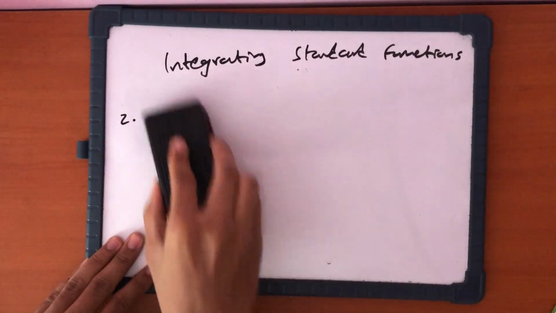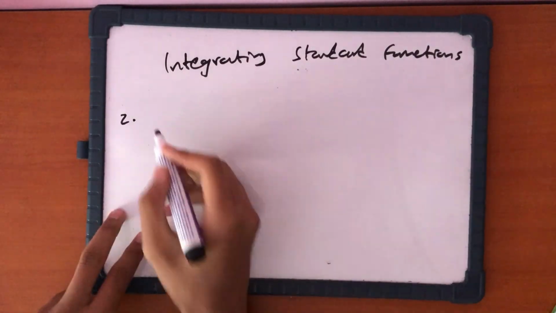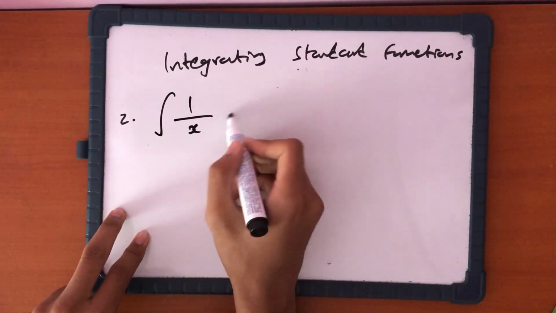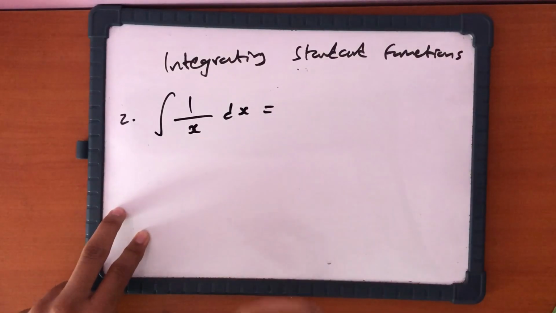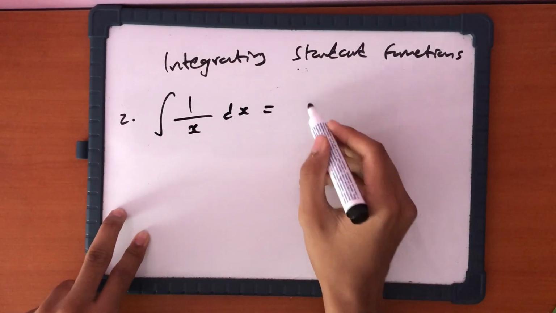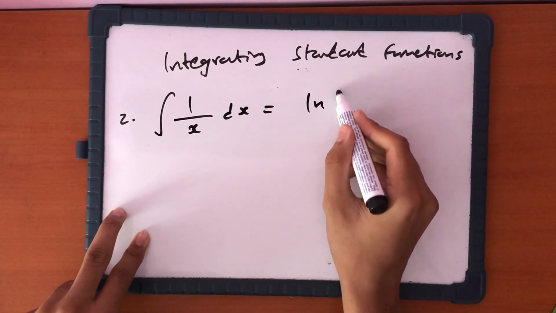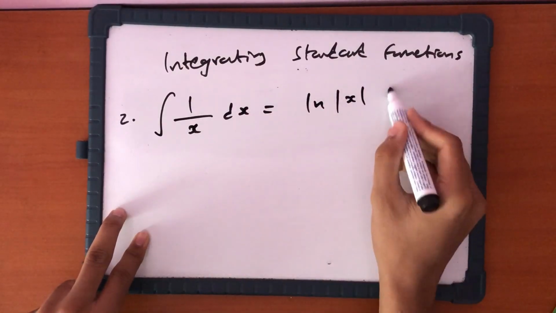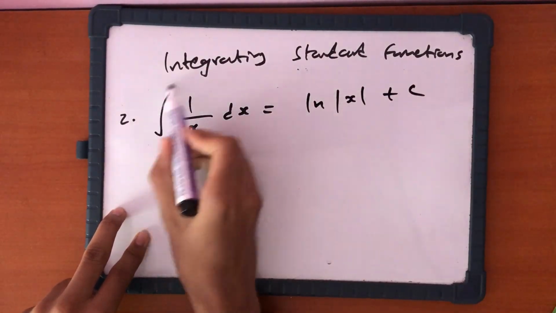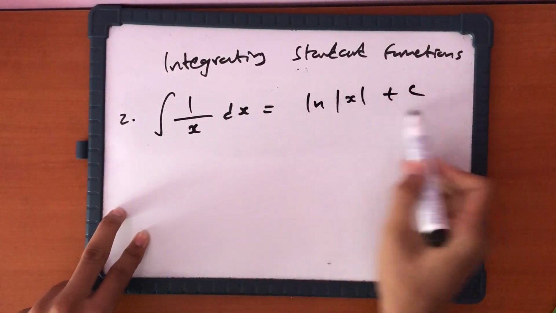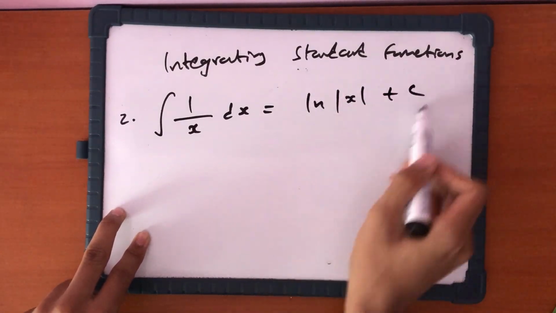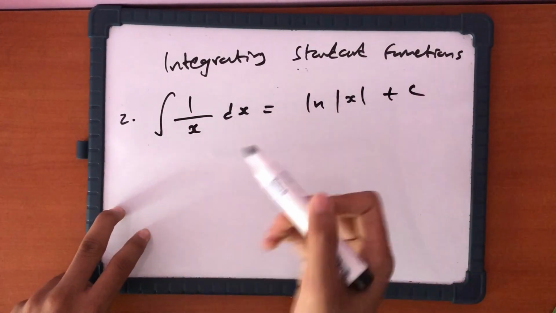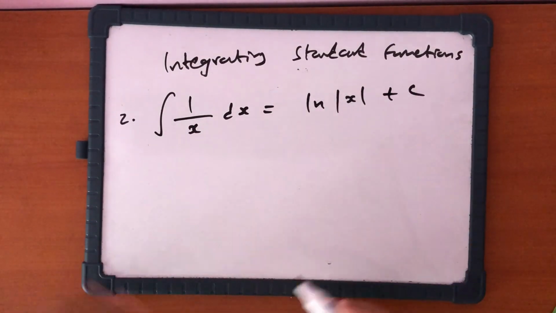Using that same logic, we integrate 1 over x dx. Remember, in differentiation, we said the derivative of ln x is 1 over x. So in integration, the integral of 1 over x must be this, so that when we differentiate it back, we get the same thing back. Hence, we know this integral must be correct.